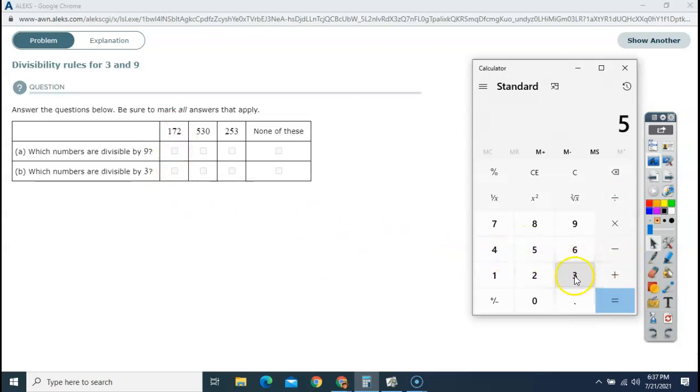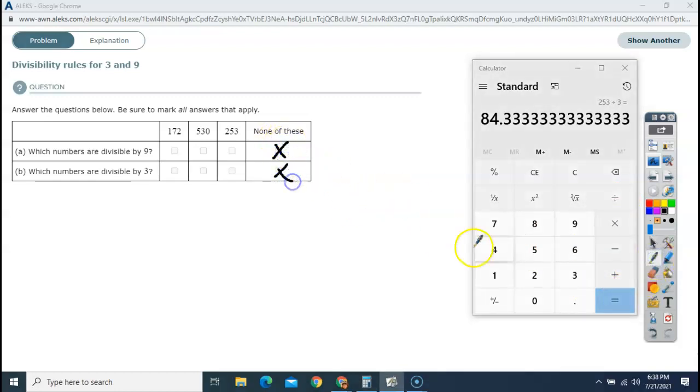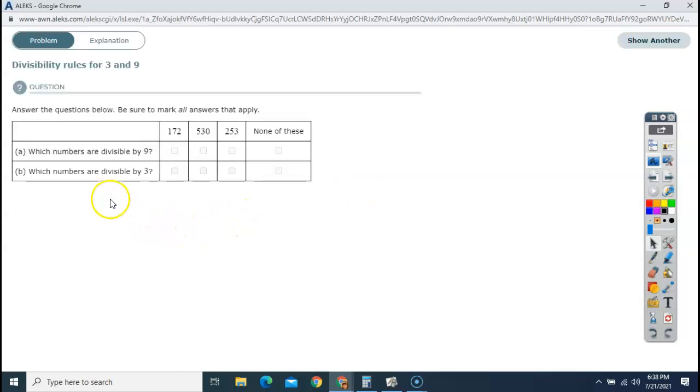Let's go with 530. This might work. Divided by 9. Nope. 530 divided by 3. Nope. 253 divided by 9. Nope. 253 divided by 3. Nope. None of these. Wow. Are we going to come up with anything that does work? Let's see. Oh, we've already done that.